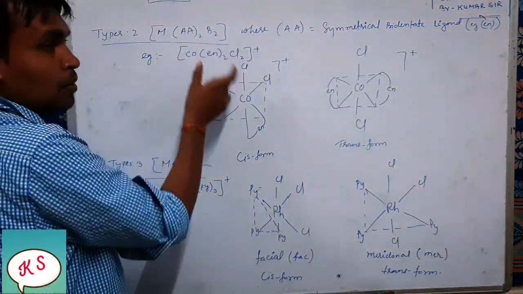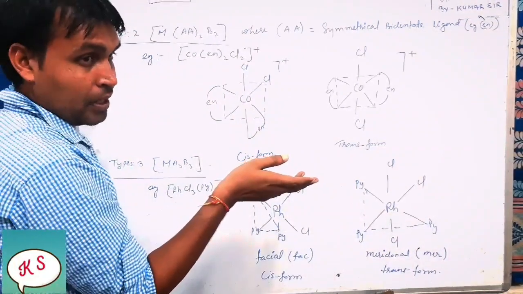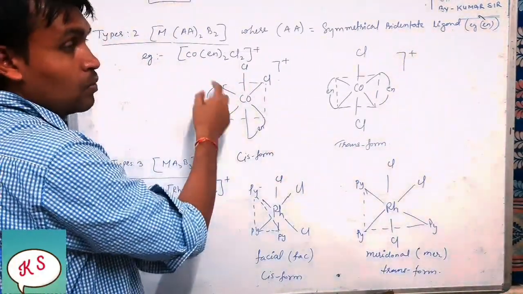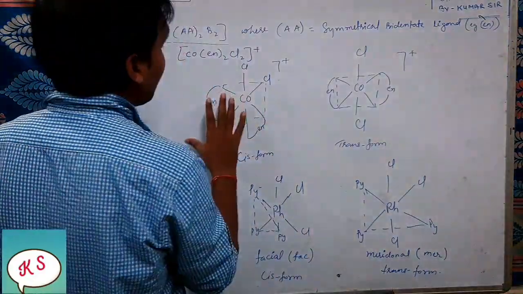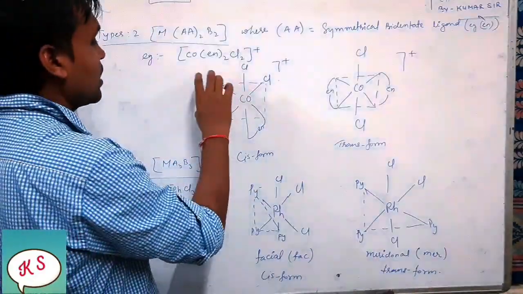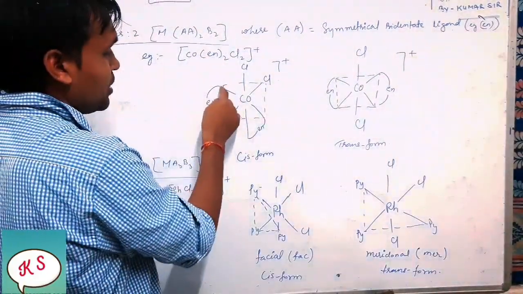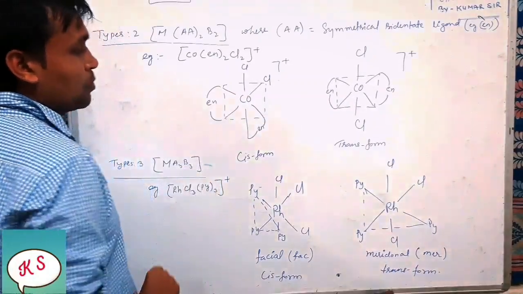If you want to write the full formula of this ethylenediamine, then you can see how the linkage will be done, but that one will become a little complex for you. For simple understanding for your board examinations, this is the simple, easy way. En will occupy 2 positions here, bidentate, so 2 positions it is occupying. Here also it will occupy 2 positions.